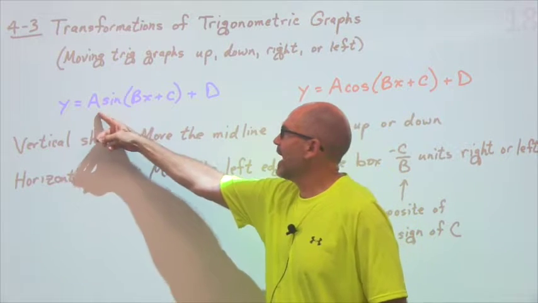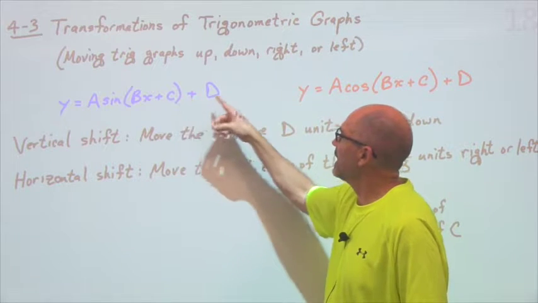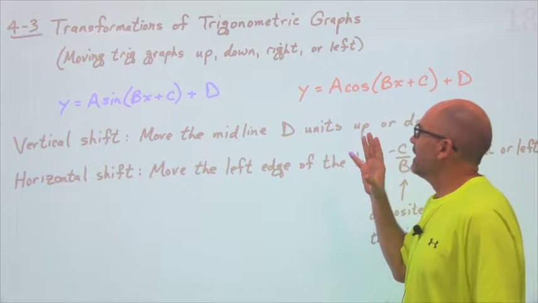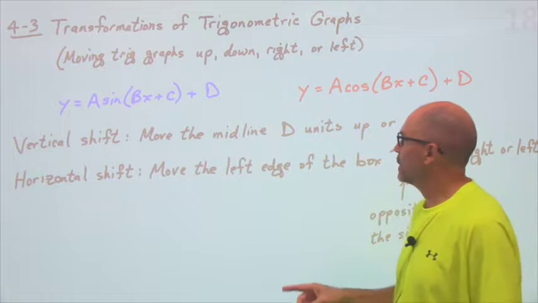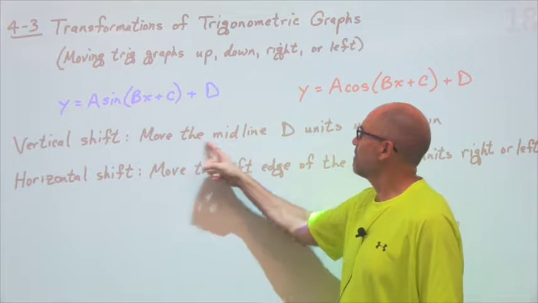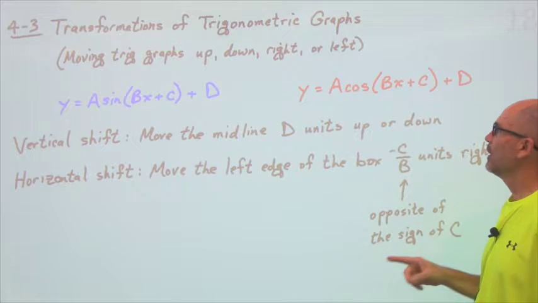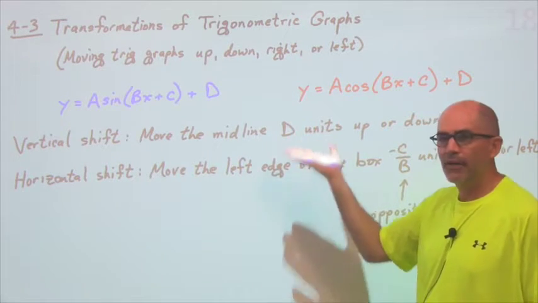Notice we have our A and our B that we had before. Now we're adding a C and a D. The D is going to be responsible for the vertical motion. So we're moving the midline D units up or down. If D is positive, it moves it up. If D is negative, it moves it down.